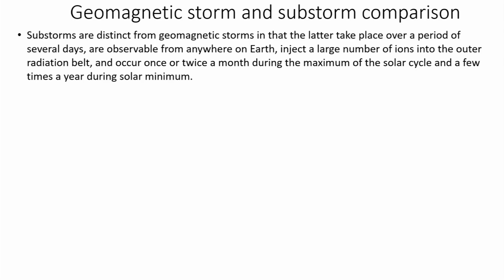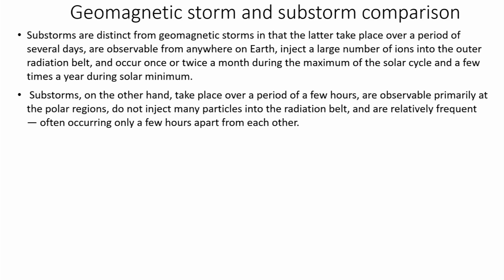The latter takes place over the period of several days and is observed from anywhere on the earth, and it injects a large number of ions into the outer radiation belt and occurs once or twice a month during the maximum of the solar cycle and a few times a year during the solar minimum. Substorms, on the other hand, take place over a period of a few hours and are observed primarily at the polar regions, do not inject many particles into the radiation belt, and are relatively frequent, often occurring only a few hours apart from each other.